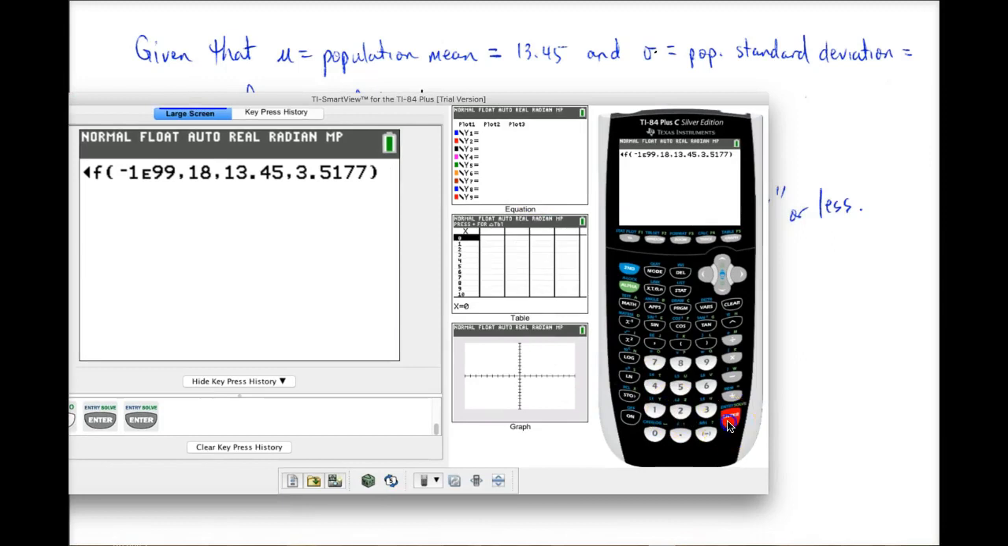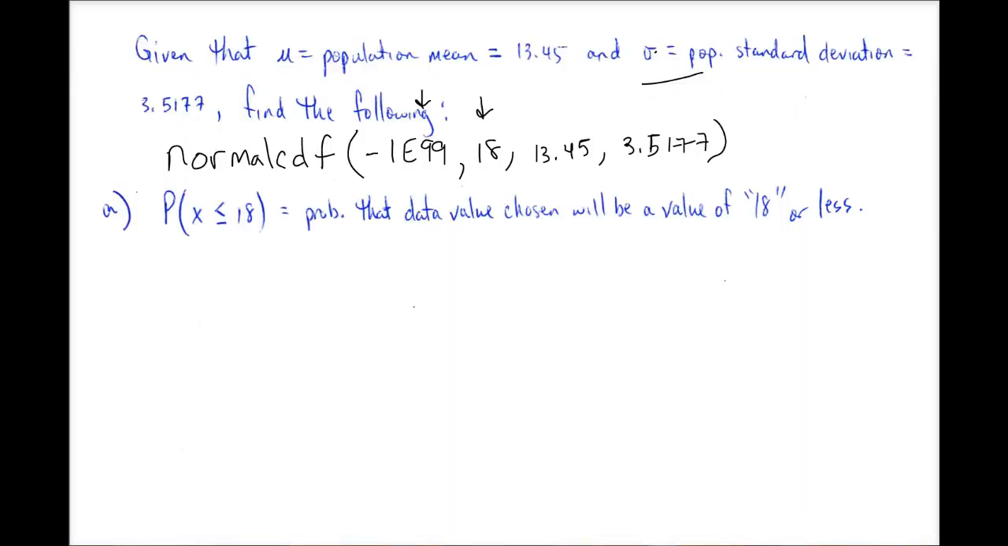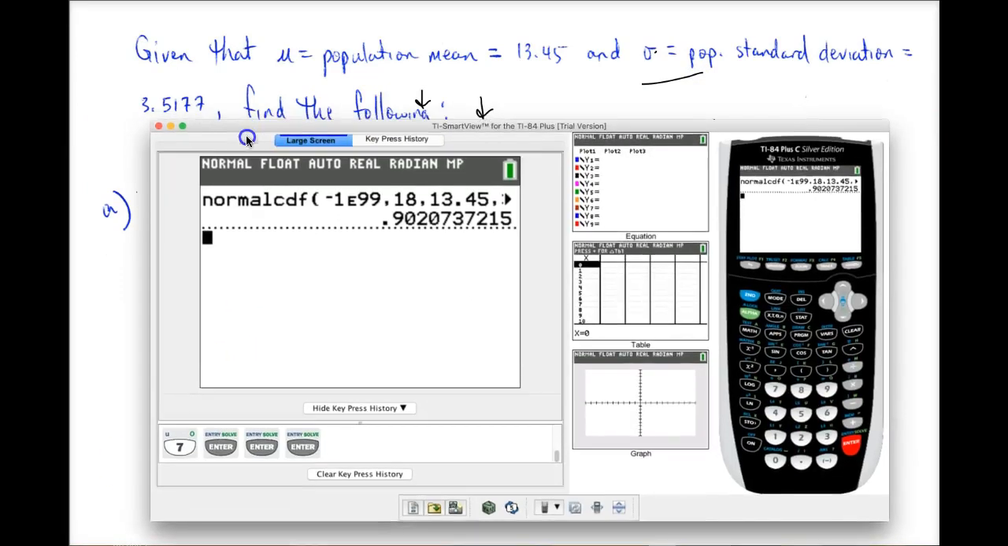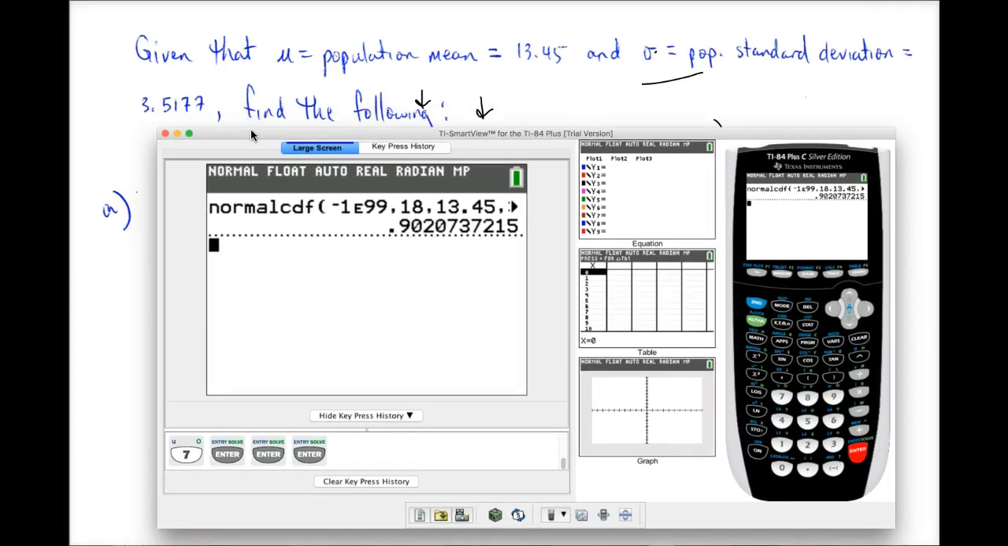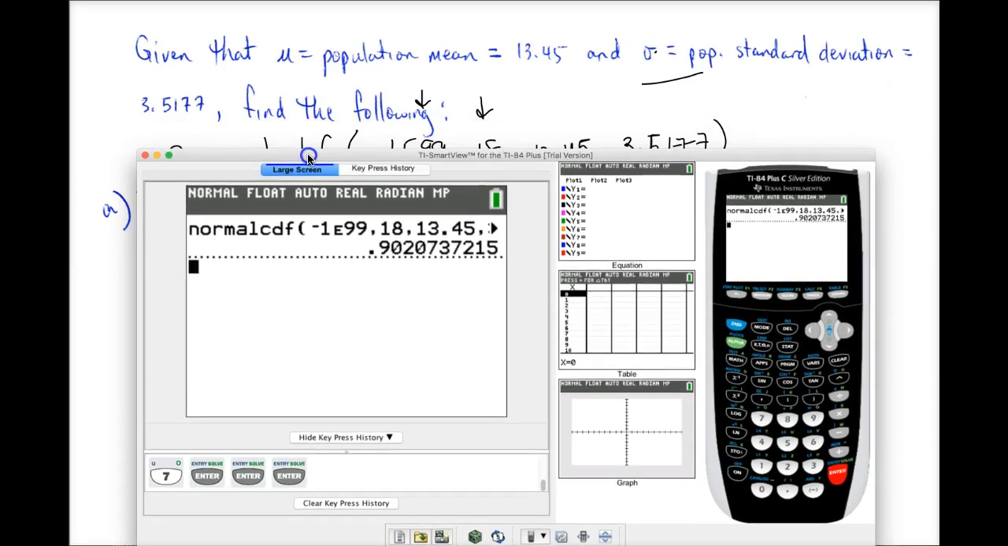But once we're at this point here, of course, I just hit enter, and you see that I get this value of 0.9020, and so on. And so here, this is what the probability will be, which is roughly about 90.2%. And so what that's saying is that for the data that we're given with that population mean and standard deviation, there's about a 90.2% chance that we'll select a data value from that data set and it'll be 18 or less. So that's what that actually means.